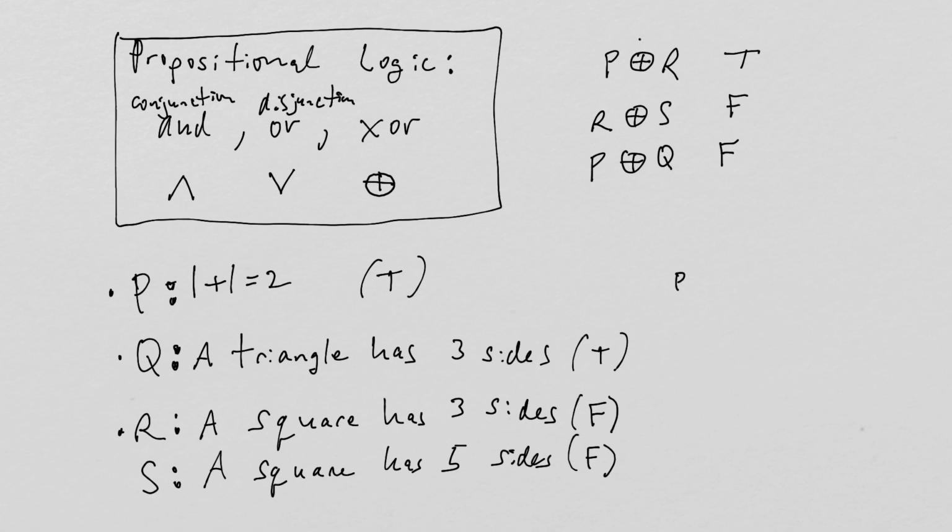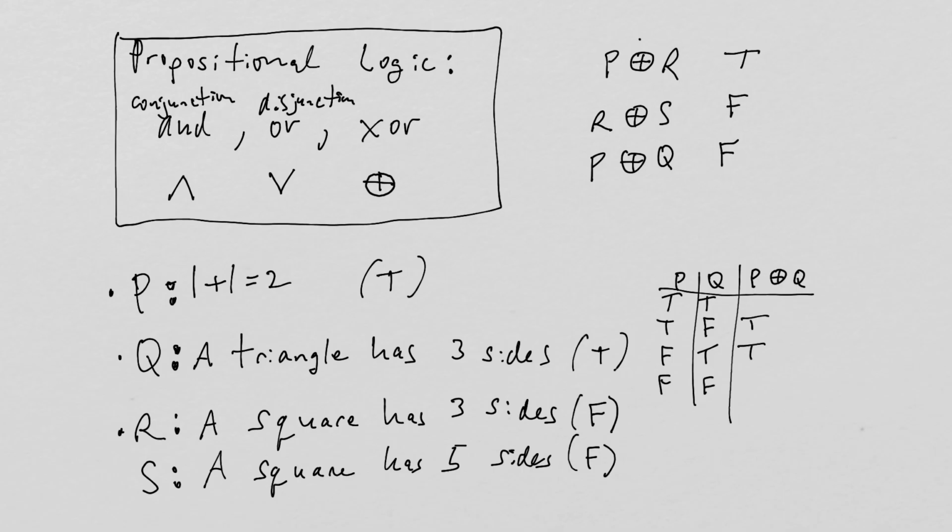So again, I can make a truth table for this. TTFF, TFTF. So exclusive OR is true when just one is true, and if both are false, or if both are true, it is false. So these are the 3 truth tables for this lesson.